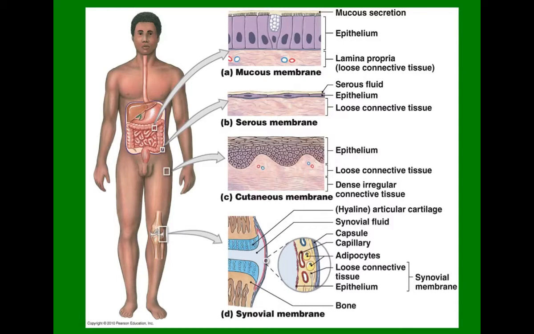So we've covered now epithelia, connective tissue. We've seen how they interact in membranes. So we need to talk very briefly about muscle tissue, neural tissue, and some of the things that happen with tissue injury, which we will do in the next segment.